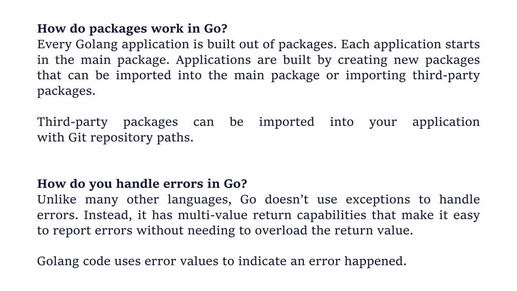How do you handle errors in Go? The answer for this question is, unlike many other languages, Go doesn't use exceptions to handle errors. Instead, it has a capability of returning multiple values that makes it easy to report errors without needing to overload the return value. Golang code uses error values to indicate that an error happened, and does not use exceptions for errors.